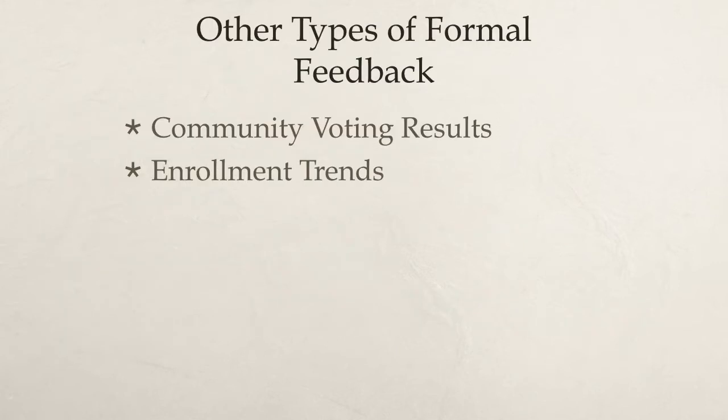Now, there are other types of formal feedback that you can examine without doing a community survey, although I would almost say these are add-ons, extra examinations you can do. One is community voting results. For example, Portage Schools, where I live, hands down voted for an increase in millage to support the schools. Very strong community voting results mean that the community overall is supportive of the schools, and that's usually a good sign for career and technical education as well.